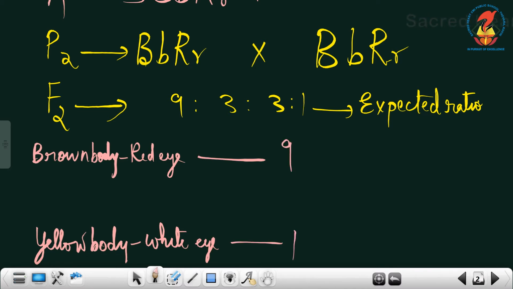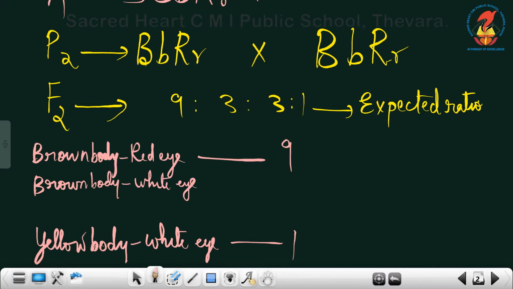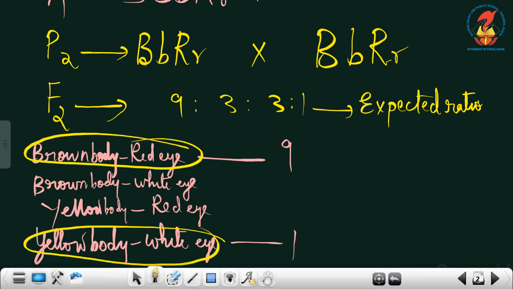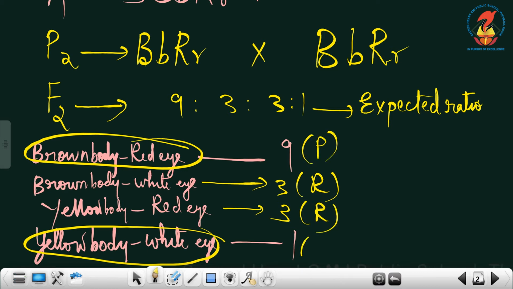Now the recombinants. The recombinants means you crisscross this and this. So we have brown body, white eye. Then next we have to crisscross this. Okay. So we get the recombinants. We have the next one, yellow body, red eyed. So we see here 9 will be parental, 1 will also be parental. These two will be the recombinants, that is 3 and 3. They are called the recombinants, new combinations, whereas 9 and 1 are parental combinations.